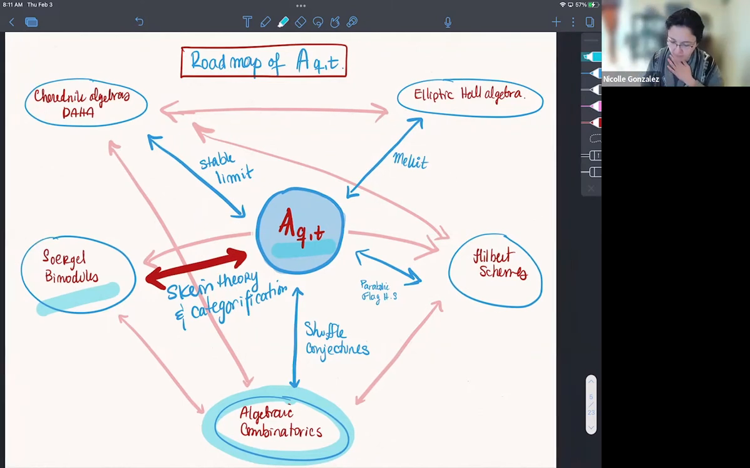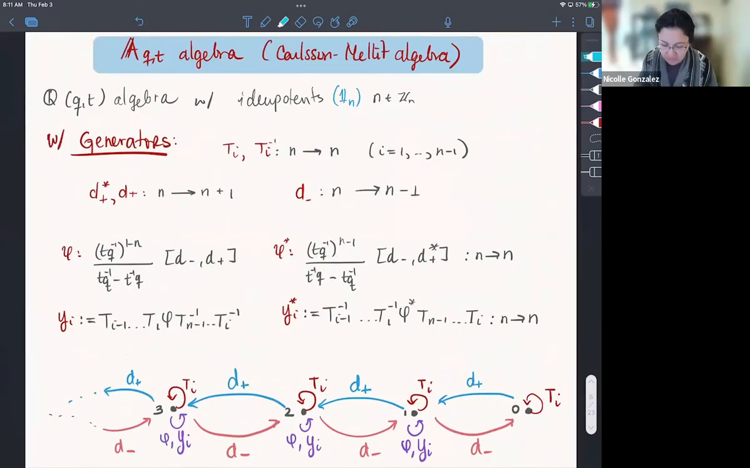Okay, now, what is the A_{q,t} algebra? Like I said, this is something that was originally defined by Carlsson and Mellit, and we can think of it as just an algebra over Q(q,t) with a family of idempotents. We're going to call them 1_n, idempotents indexed by integers, and certain generators, T_i, d_-, d_+, and d_+^*, which we can think of really just as endomorphisms in some sense of objects n.